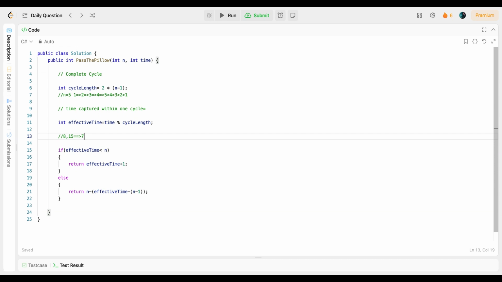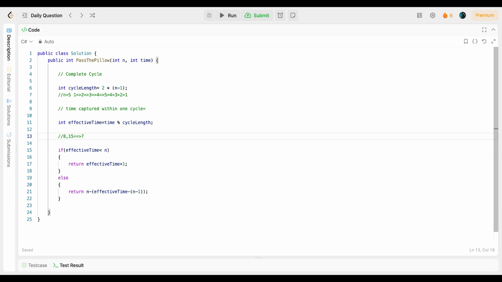If the effective time is less than n, the pillow is still moving forward, so the final position will be the effective time plus 1. If it is greater than n, the pillow is moving backward. To explain how the backward direction comes into this formula, let's say for example n is 5 and the effective time is 6 seconds.